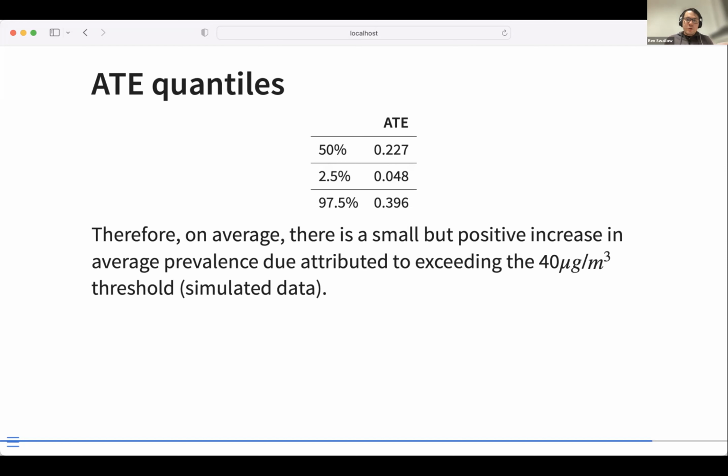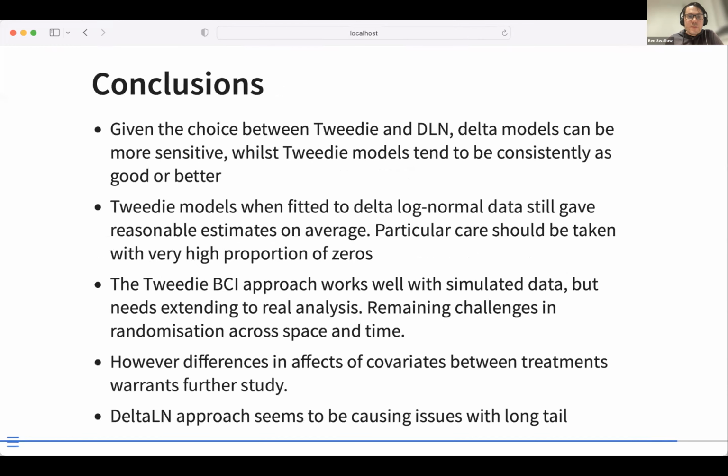So the idea at the moment is we're trying to get permission to access some data from the same spatial regions, and the idea is to apply this more extensively on that data to detect whether indeed there are effects of health of NO2 or other particle matters.